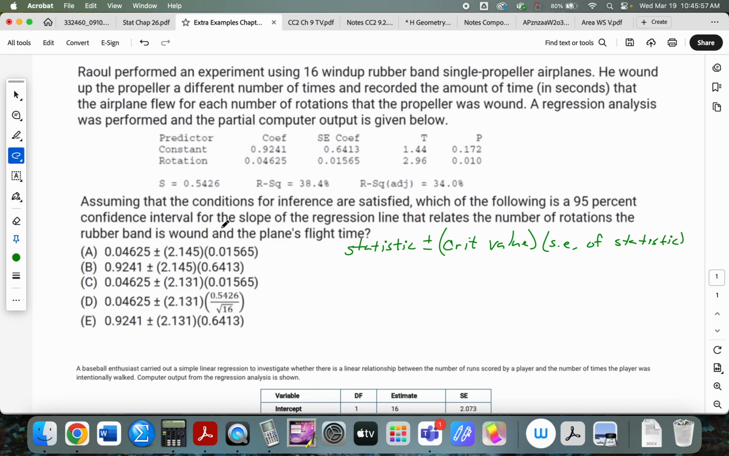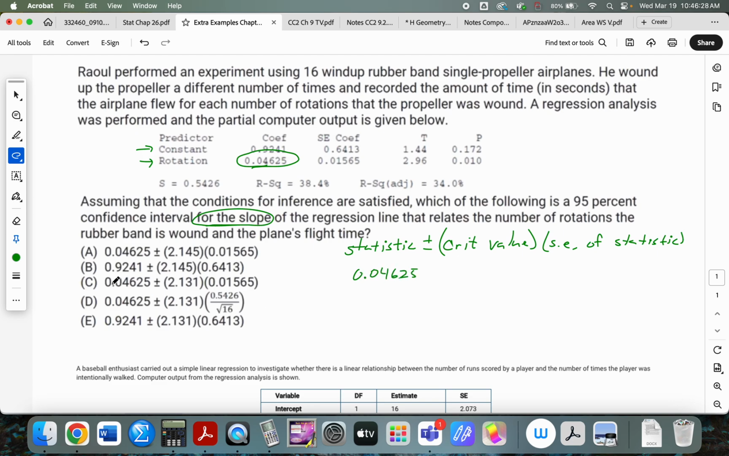So we're looking for the slope. So which of these two? Rotation. We're looking at rotation. The constant is the intercept. It's the vertical intercept if you want to be more specific. So the statistic is right there. It's the coefficient.